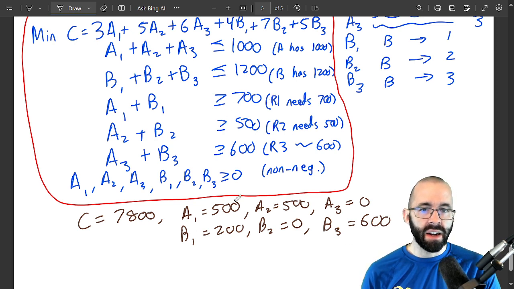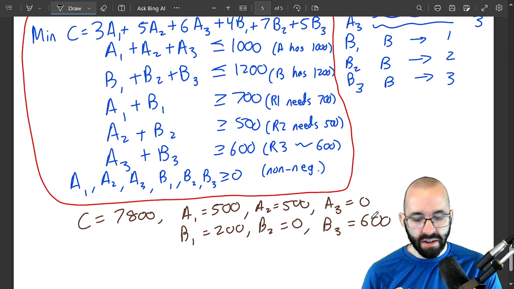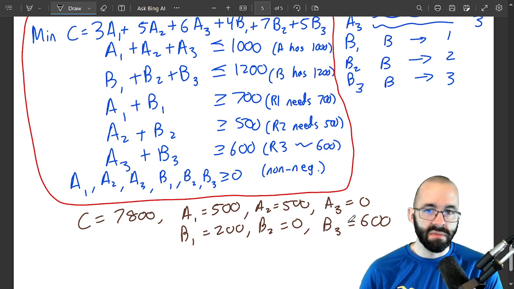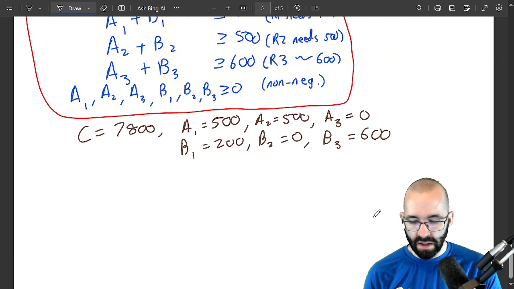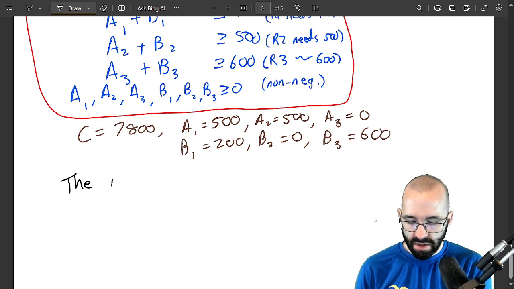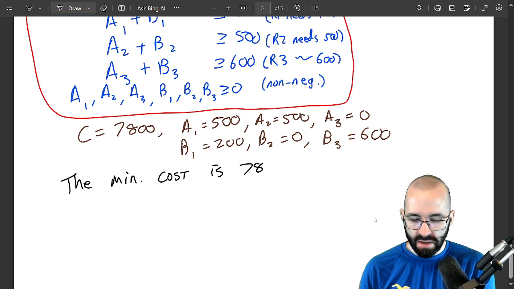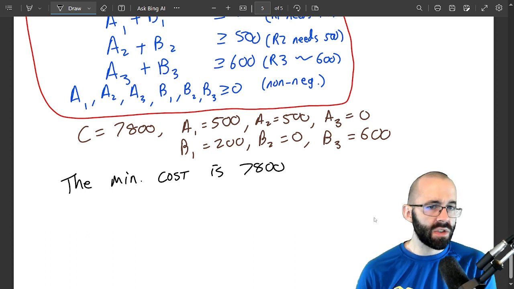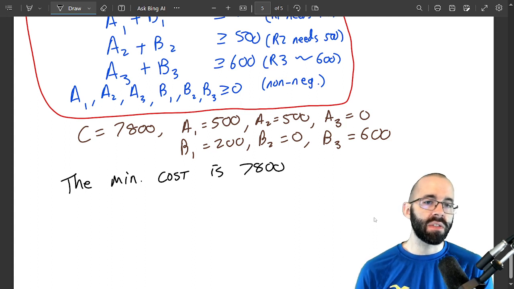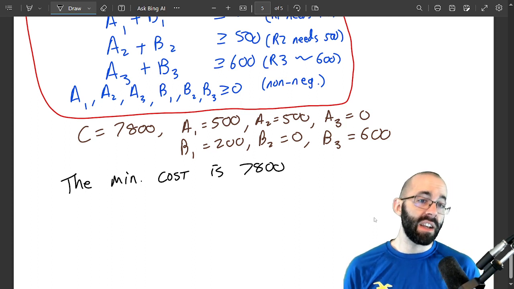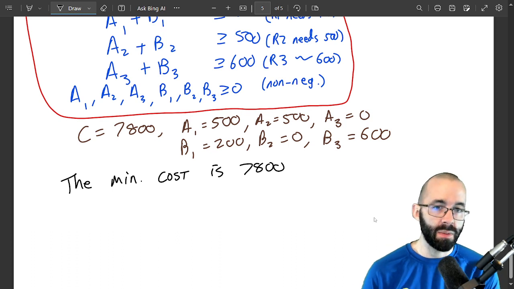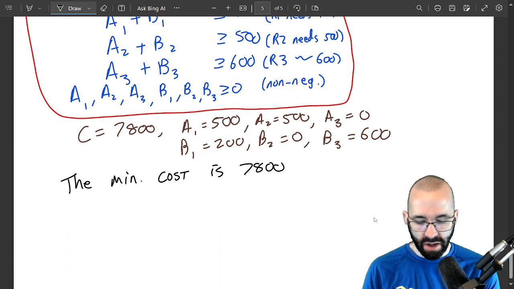Is retailer 1 getting enough? They should have 700. They're getting 700. Retailer 2 needs 500. They're getting 500. Retailer 3 needs 600. They're getting 600. Great. Answer makes sense. All right, so the minimum cost is 7,800. And again, when you answer your question, you shouldn't use variables. We created the variables to help us solve the problem. Your final answer should not have the variables in it if you created the variables.